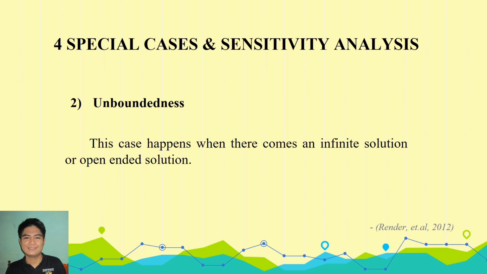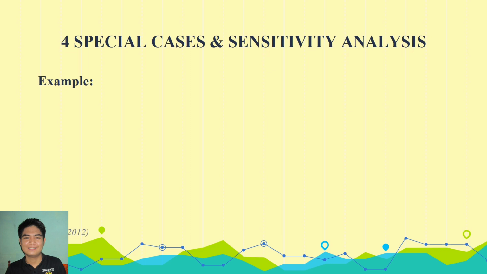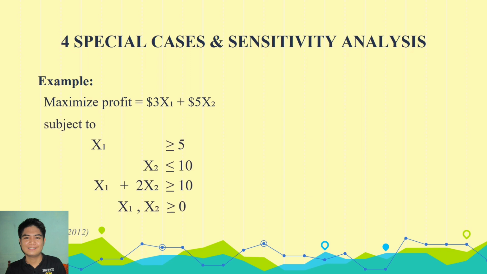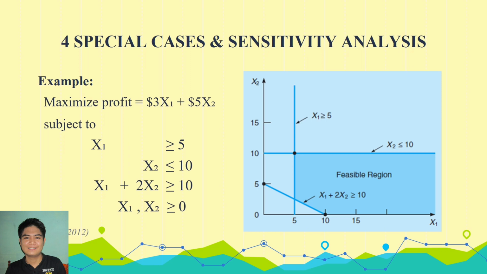Next is unboundedness. This case happens when there is an infinite solution or open-ended solution. For example, consider this equation to maximize profit, subject to these constraints. If we graph them, it would look like this. As we can see, the feasible region is not bounded by any constraint line. With this, if we try to solve it using the isoprofit line method or the corner point method, the list would be very long and our solutions will never end.